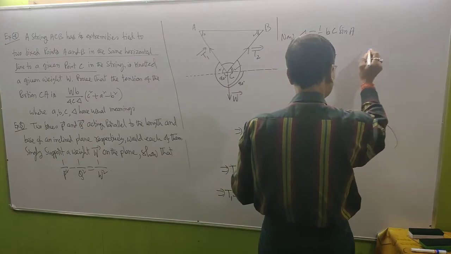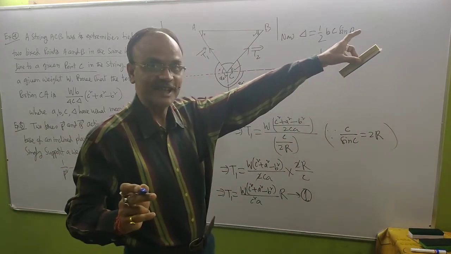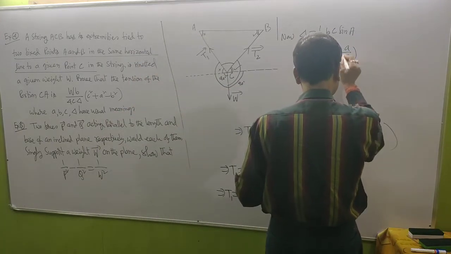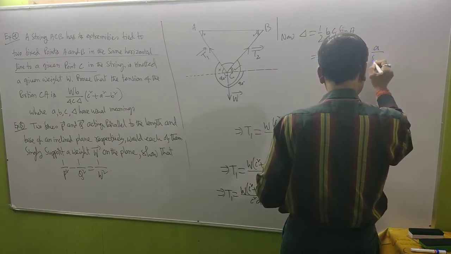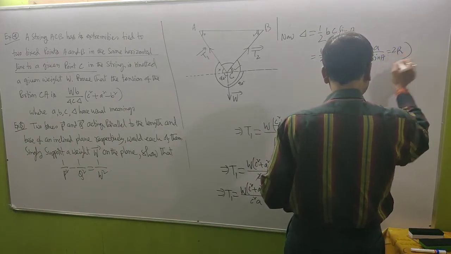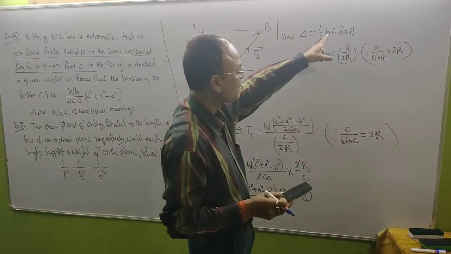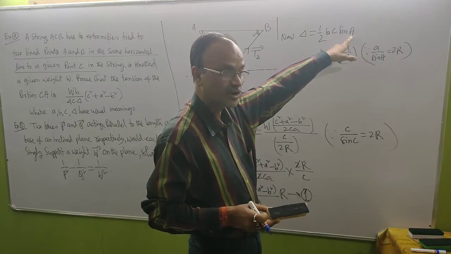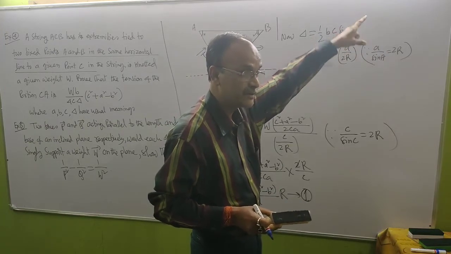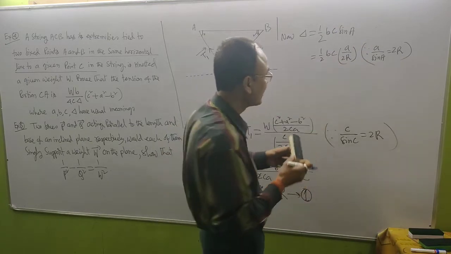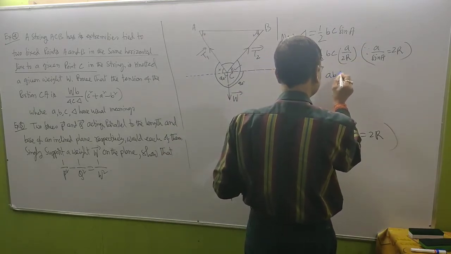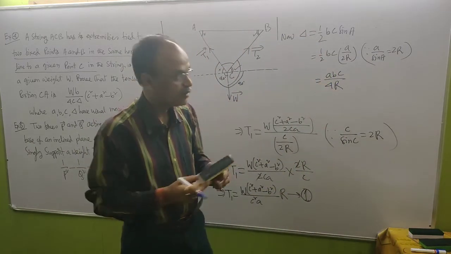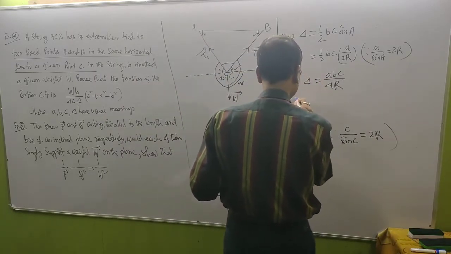Half of BC sin A. We know a by sin A equal to twice R. What is sin A? Sin A equals a by twice R. You may write half of AB sin C, and for sin C you may write small c divided by twice R. In any case, ultimately you will get abc divided by 4R. This means delta equals abc divided by 4R.